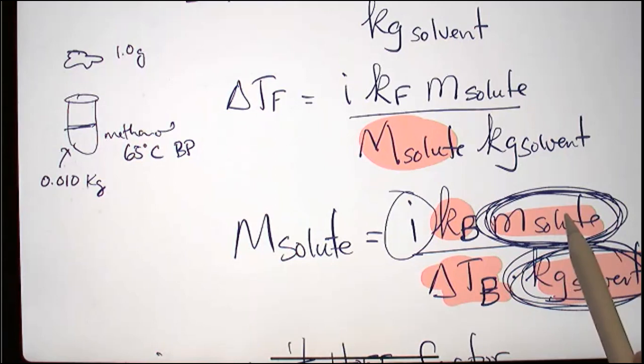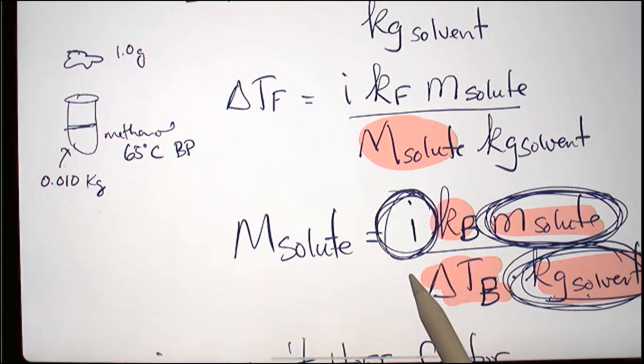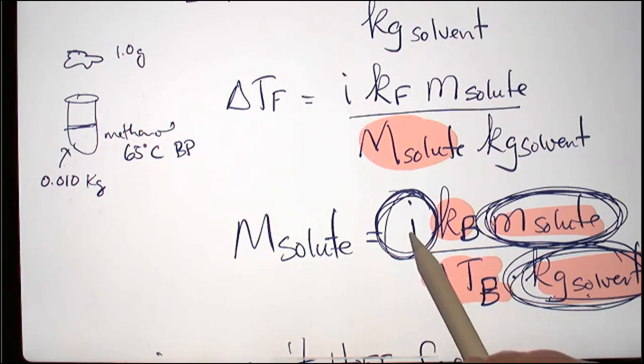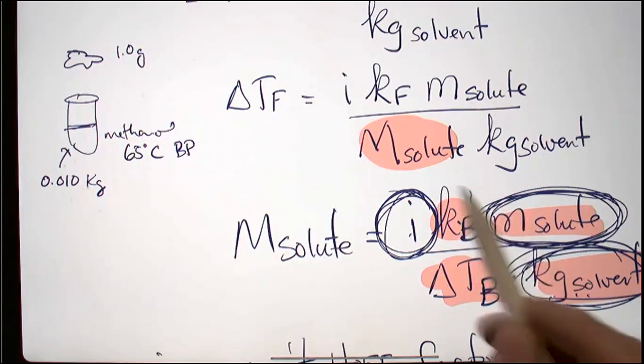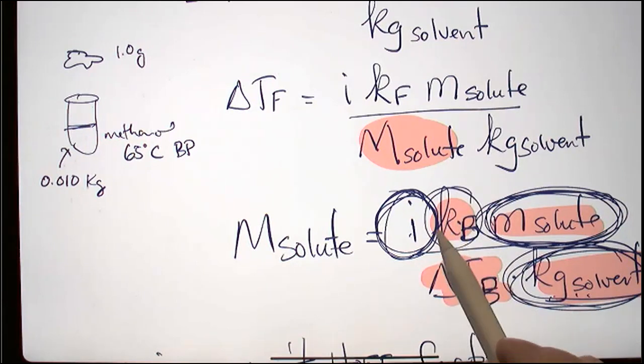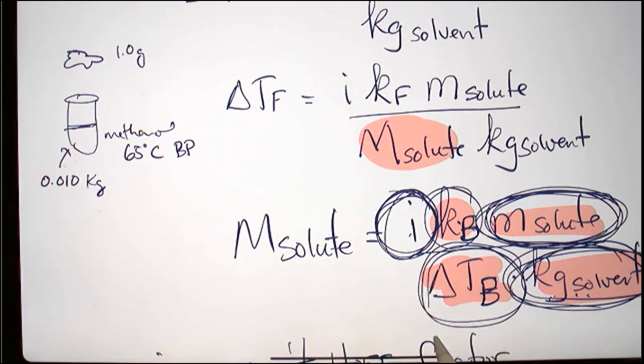I said it was an organic solute, which means what would its i value be? Somebody? What's the van't Hoff factor if it's not a salt? 1. It's a 1. So we know i, we know the mass of solute, we know the mass of solvent. KB, well, we could just look that up, couldn't we? In the back of our data booklet or on the internet, we can look up the boiling point constant for methanol. Then the last thing I need is the change in boiling point.